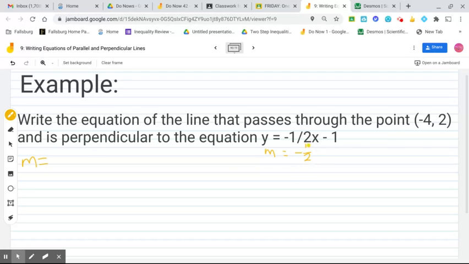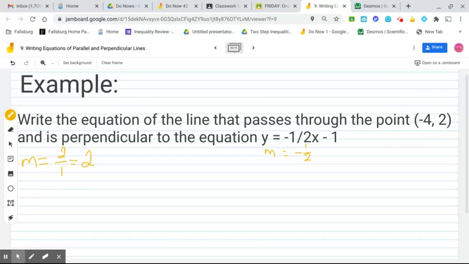So reciprocal means to flip the fraction. So 1 over 2 becomes 2 over 1. And we want to find the negative reciprocal, but if it's negative, that double negative makes it a positive. So our slope should now be 2 over 1, or we can simply write that as 2.